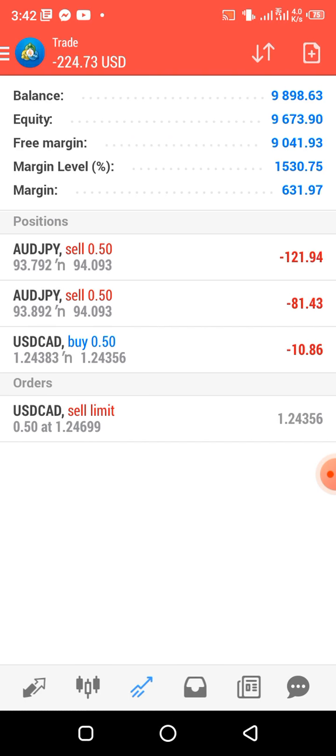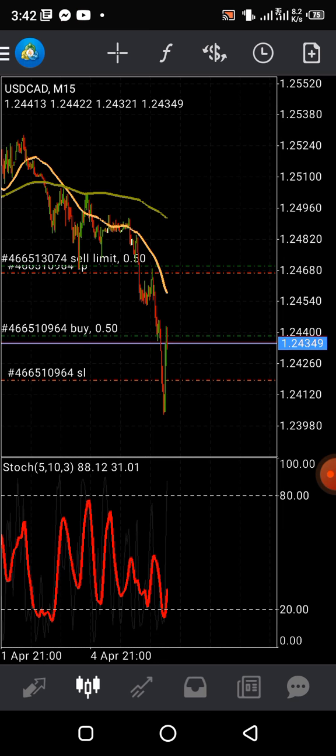Okay, this USD CAD is set to be a sell limit order at 1.24699. You can see here 1.24699. So let's go to the charts and look at where it is. All right, the sell limit order, you can see, is on top of the TP of the previous order, and that is a sell limit of 0.50 lot size. That is 0.5 mini lot size.